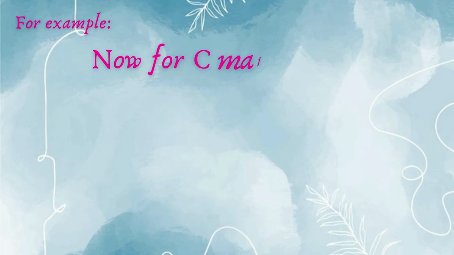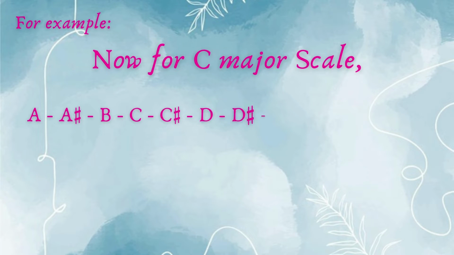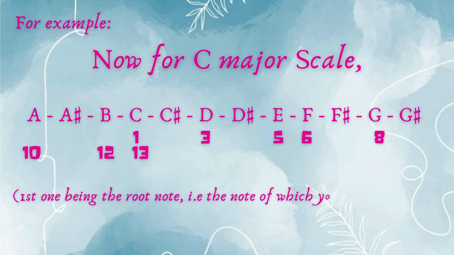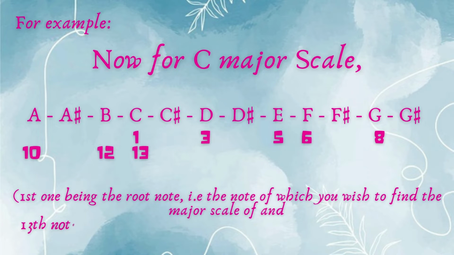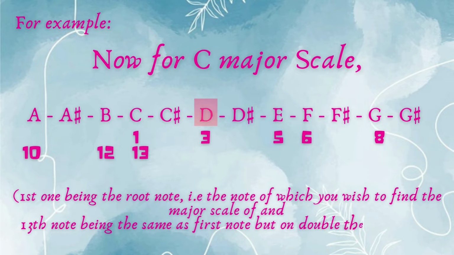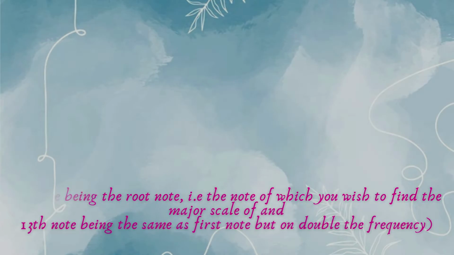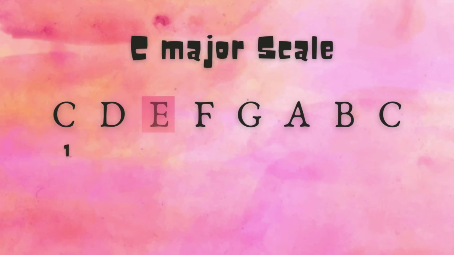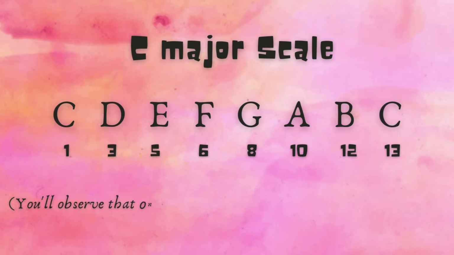Now if we want to find the C major scale, let's look at the same 12 notes over here, and again, but this time we start the count from the C note, taking C as our first note. And if we go for 1, 3, 5, 6, 8, 10, 12 and 13, we find these notes: C, D, E, F, G, A, B and C.